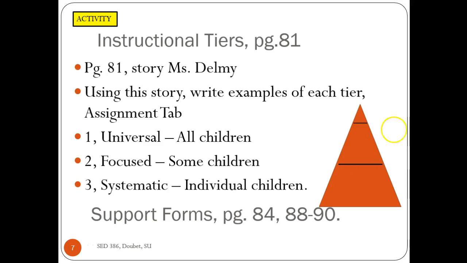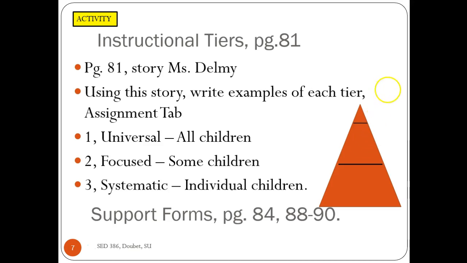And then for the focused tier, which is this middle area here, remember, all children need universal. Some children need focused instruction. That's thinking about which children need some scaffolding strategies. They need small group instruction. They might need some peer-mediated strategies. And your authors talk more about that as you move forward in your reading.